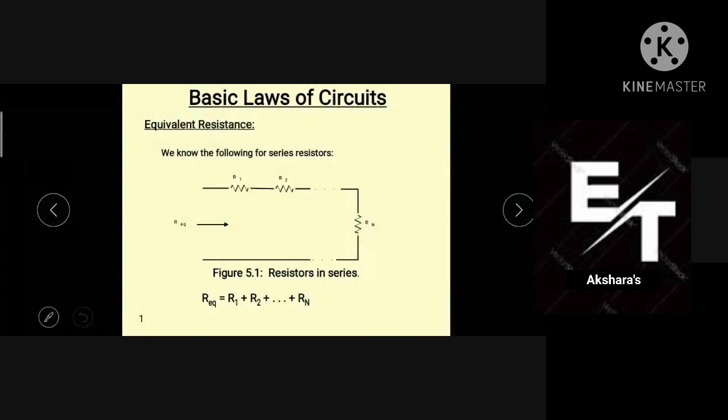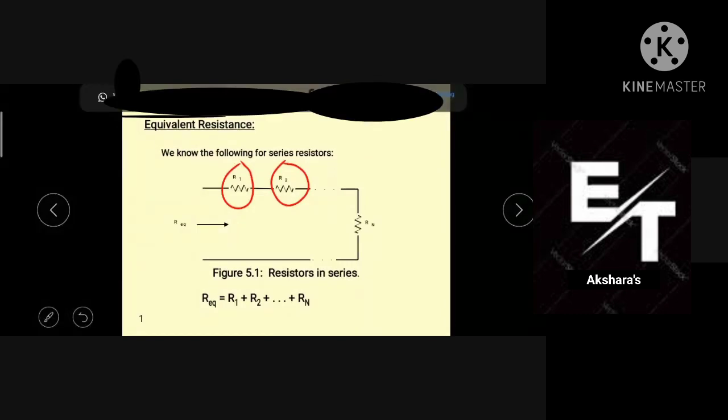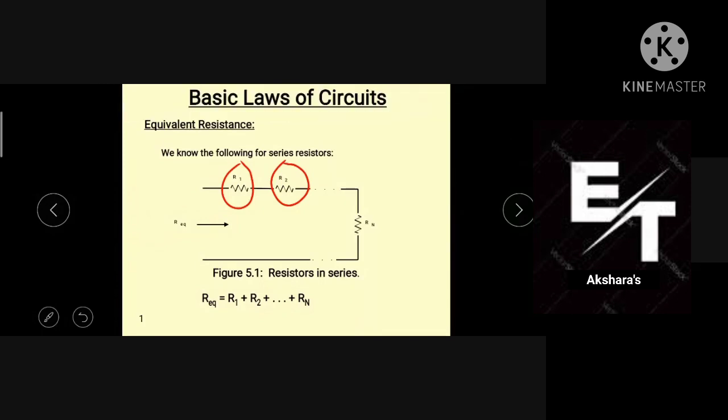Coming to equivalent resistance, we are using a total number of resistances, n number of resistances. All resistances are connected in series connection. Now see this one. We have R1 and R2. We are using a number of resistances that are all connected with a single line. This type of connection is called a series combination circuit. That series combination circuit consists of more than one resistance.